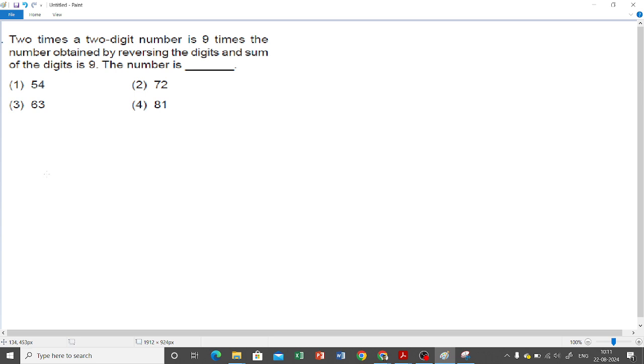Two times a two-digit number is 9 times the number obtained by reversing the digits. See, this is a problem sum on linear equations. Two times a two-digit number. In a digit sum, always take the unit and the tens digit.